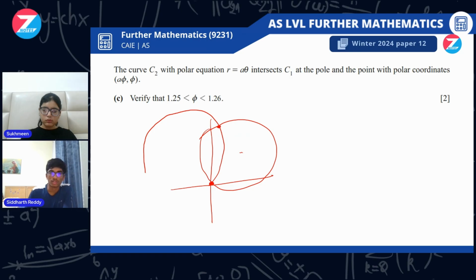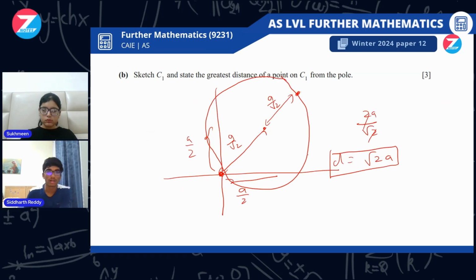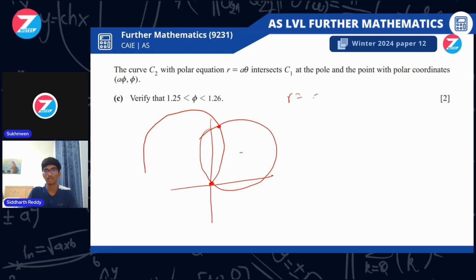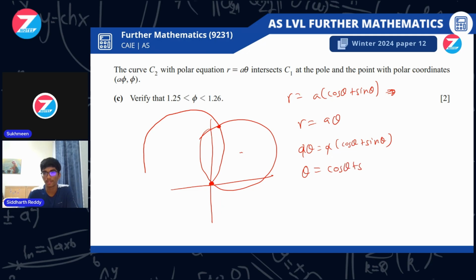So let's find the coordinates of this intersection point. The polar equation for the circle was r equals a (cos theta plus sin theta). And for this extra spiral graph, the equation was r equals a theta. If we want to find the intersection, we have to equate these. So a theta equals a (cos theta plus sin theta). The a cancels, so theta equals cos theta plus sin theta, and 0 equals cos theta plus sin theta minus theta.